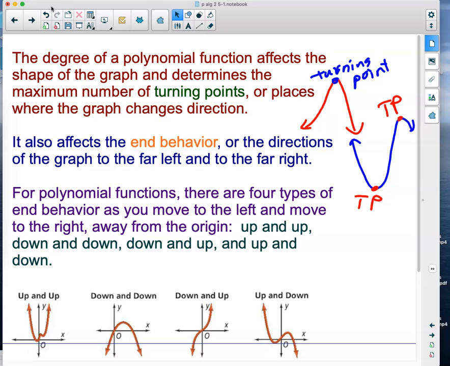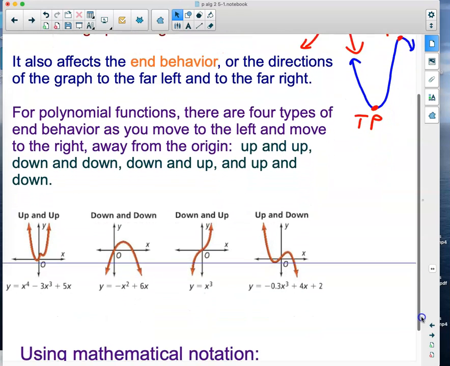And I'm going to show you two ways that we write that. This year, we're going to limit it to, hey, up or down. But next year, if you're taking college algebra or pre-calculus, I want you to see that we write this using a little bit of calculus notation, and it's called limit notation. For polynomial functions, there are 4 types of end behavior, which again, that's our objective today. 4 types of end behavior as you move to the left and move to the right away from the origin. Could be up and up, could be down and up, could be down and down, could be up and down. So there's 4 different things that could happen here.